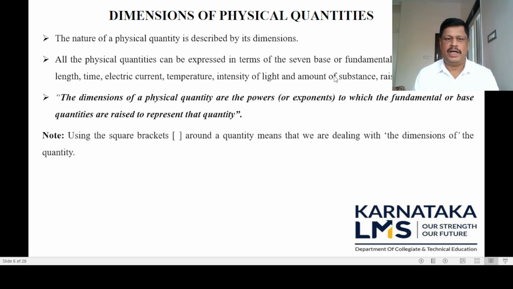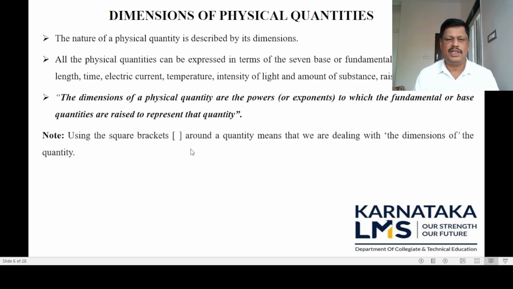Then, the dimensions of a physical quantity are the powers or exponents to which the fundamental or base quantities are raised to represent that quantity. That means the dimensions of a physical quantity is defined as the powers to which the fundamental or base physical quantities must be raised to get the physical quantity or unit of that physical quantity. So here is a note.